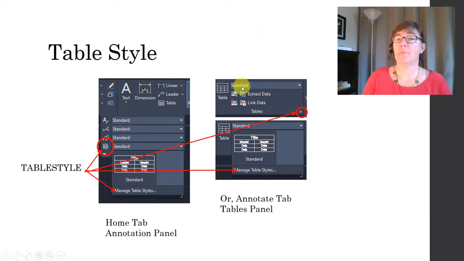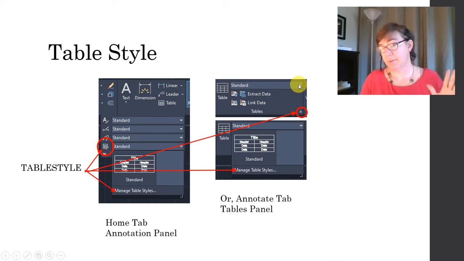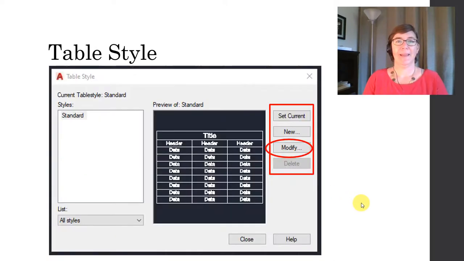Or if you pull this menu down, this is showing the current table style. Right now it's standard. All right. If you pull that down, at the bottom there is an option that says Manage Table Styles. Okay, so you've used any of the five or six options to enter the table style command.